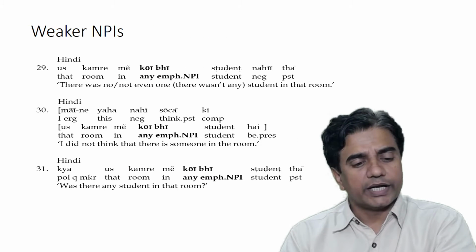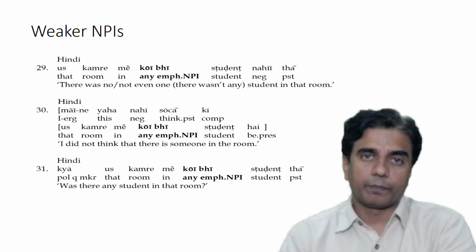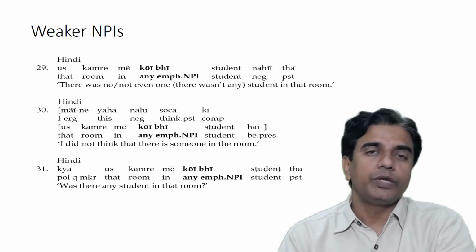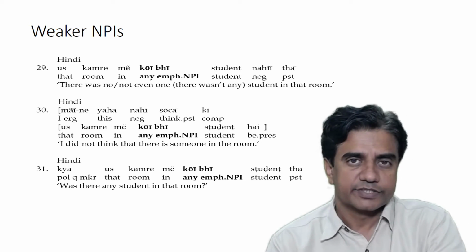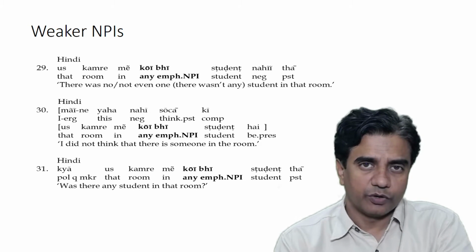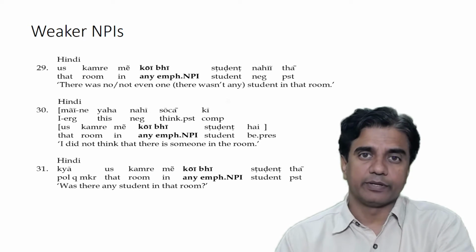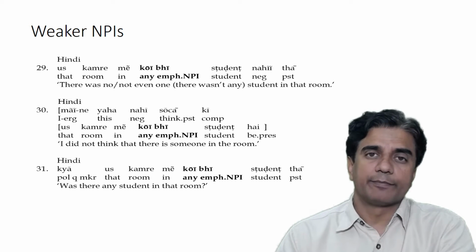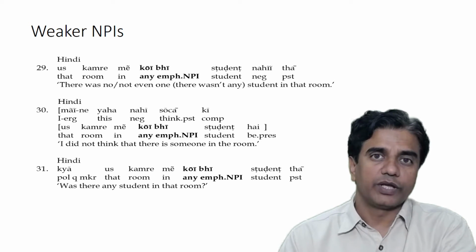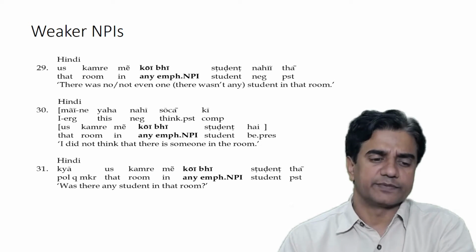We need to look at certain weaker types of negative polarity items. So, the ek phuti kori example is an example of a strong NPI. Now we are going to look at certain weaker types of NPIs.